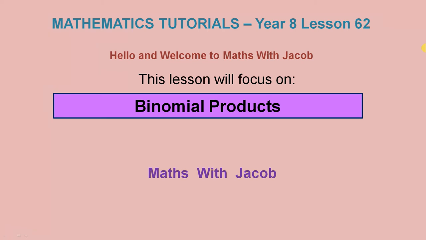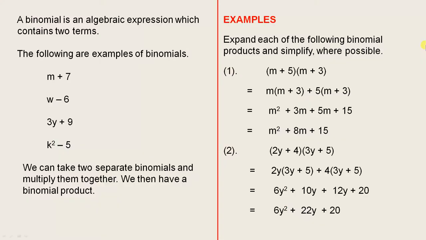This lesson will focus on binomial products. A binomial is an algebraic expression which contains two terms. The following are examples of binomials: m plus 7, w minus 6, 3y plus 9, and k squared minus 5. And they are called binomials because there are two terms in each expression.